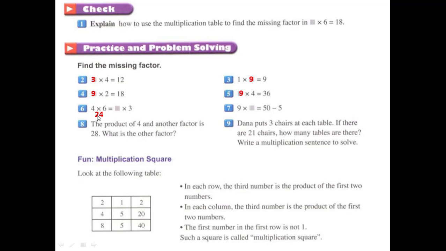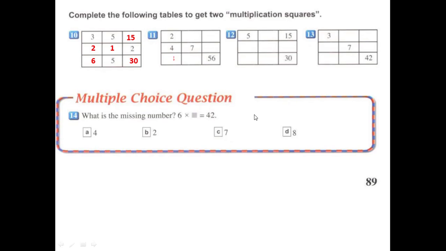4 times 6 is equals to what? Is equals to 24. Okay, 3 times which number is equals to 24? Yes, I'm sure you said 8. 3 times 8 is equals to 24. 24 is equals to 24. Okay, 45 is the product. Now, 9 times which number is equals to 45? 9 times 5 is equals to 45.